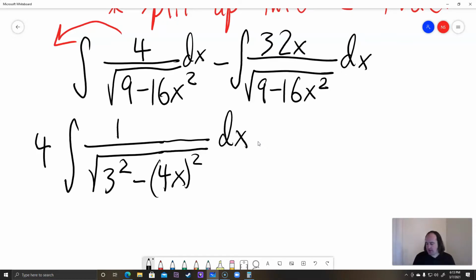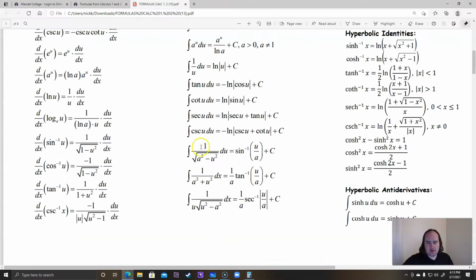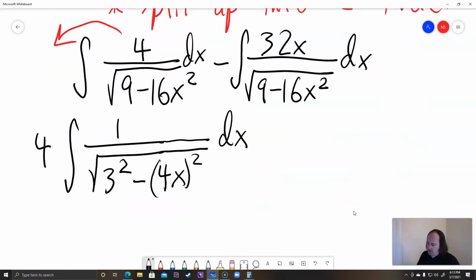Okay, so why did I write it in this form? Once again, I was just looking on the formula sheet for something that looked similar, and this one popped out at me. The integral of 1 over the square root of a squared minus u squared du equals sine inverse of u over a plus c. So now we just need to figure out what a and u are so we can plug them into the formula. Here we can clearly see that a equals 3, and u is going to equal 4x.